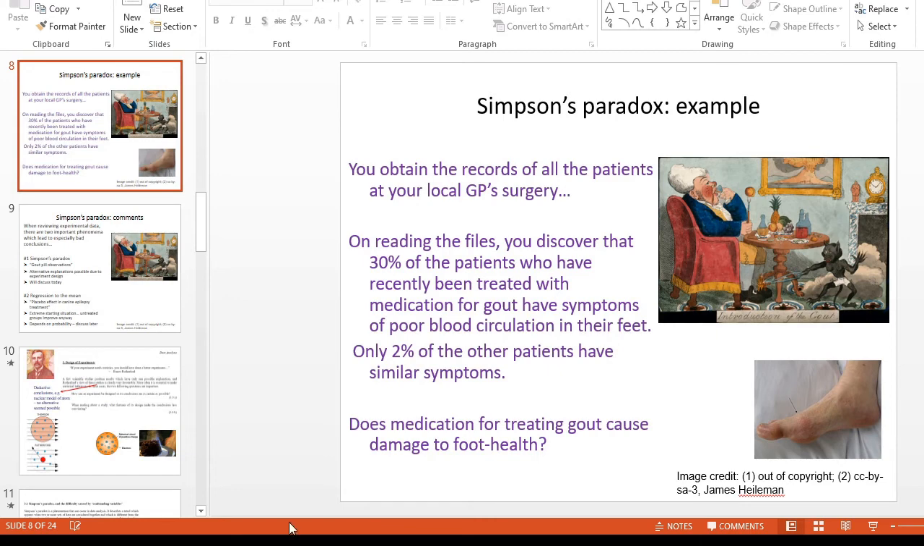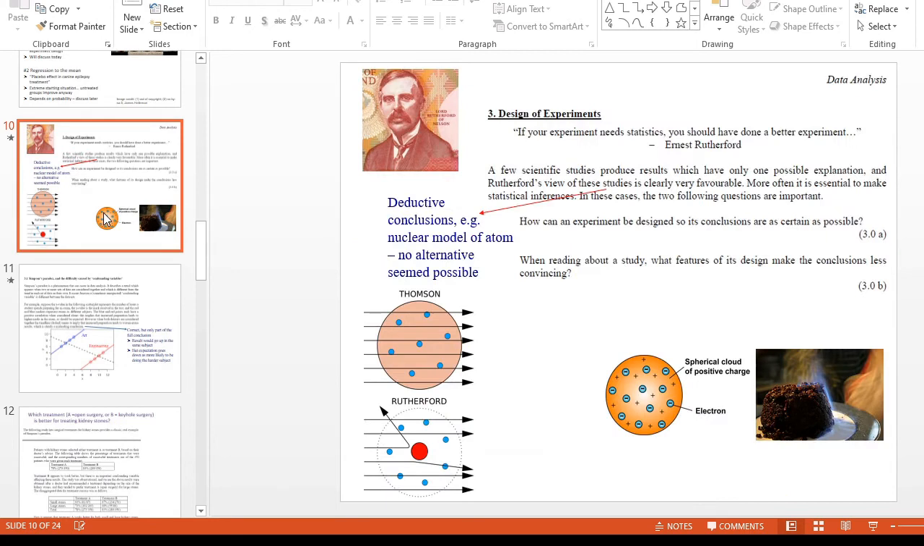How do we avoid Simpson's paradox? Well, we think about it when we try and do design of experiments. And the answer which we're going to get to is you need to invent some sort of system like a randomized controlled trial. This will hopefully allow you to distinguish correct conclusions.